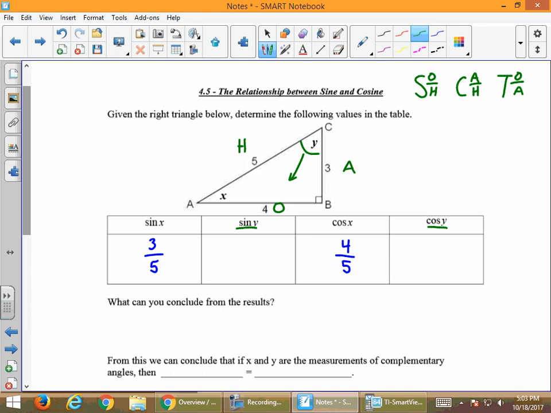So if I want to find the sine of y, sine is opposite over hypotenuse. So y's opposite is 4, and the hypotenuse is 5. Cosine is the adjacent side, which we know is 3, divided by the hypotenuse, which is 5.